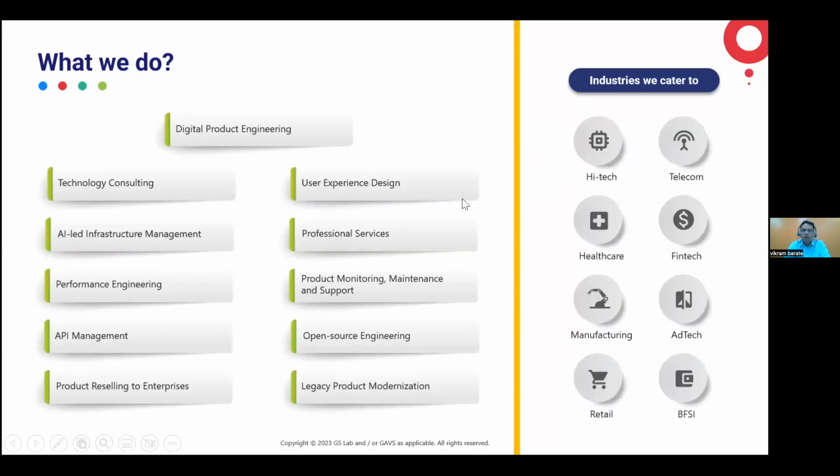The primary industries that we serve are healthcare, finance, telecom, and high tech, which includes communications, networking, multimedia, and other product lines. Primarily, we provide digital product engineering services, AI-led infrastructure management, and a lot of open source engineering. ONF is one example of our open source commitment, building infrastructure and serving the industry based on open source.